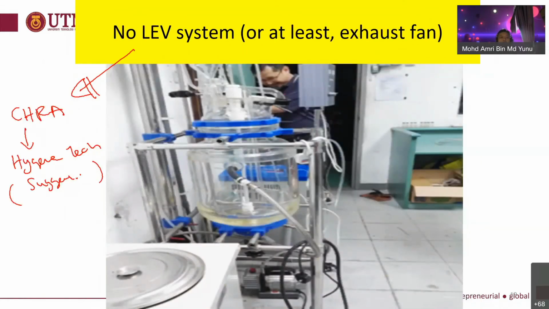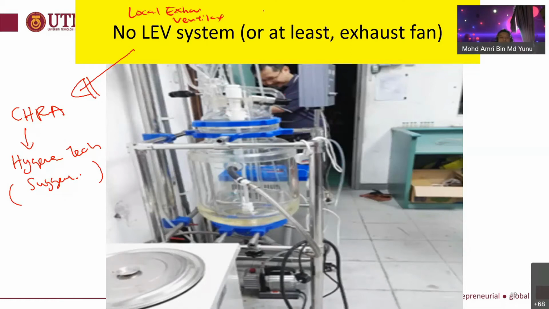LEV. It is basically for ventilation. I think LEV stands for, let me check. Local exhaust ventilation. So they are handling chemical. It should be inside an LEV or a chamber that has proper ventilation.